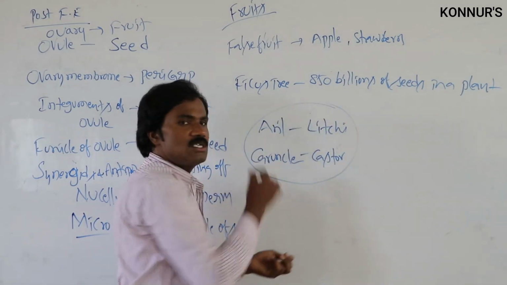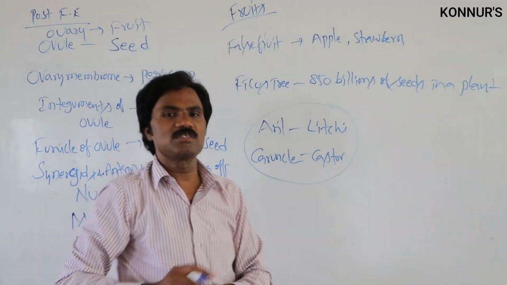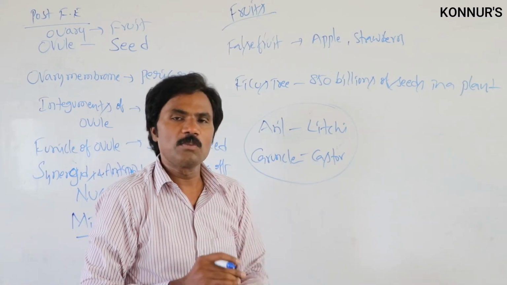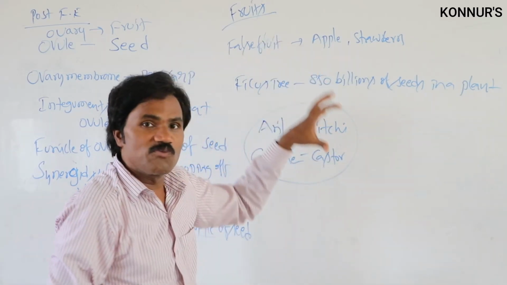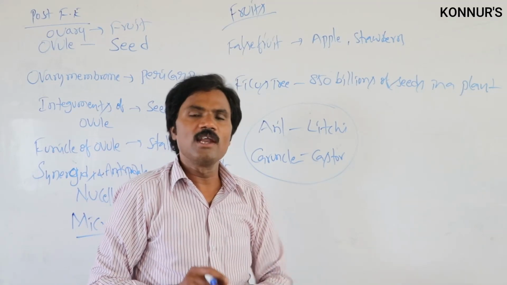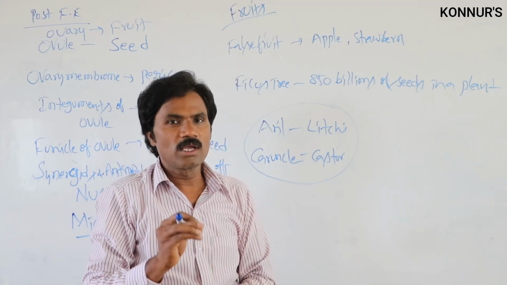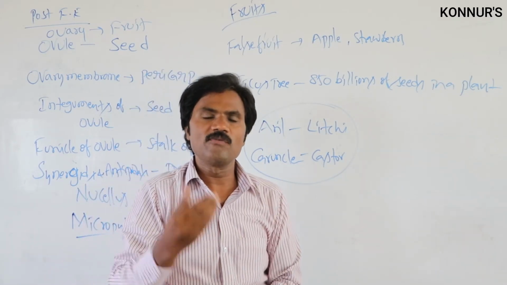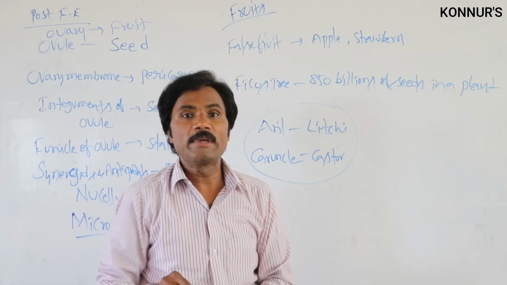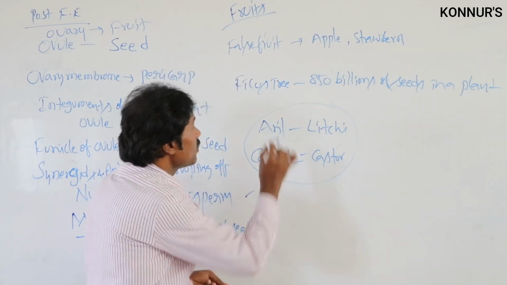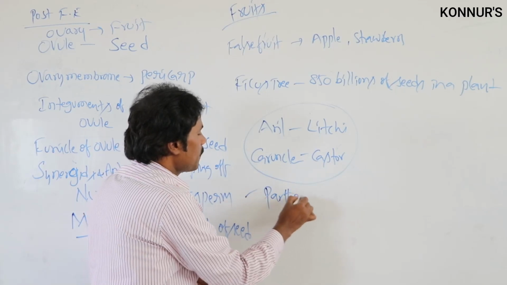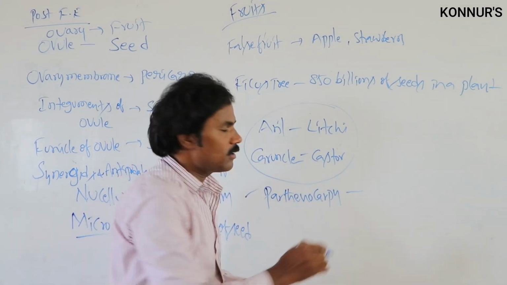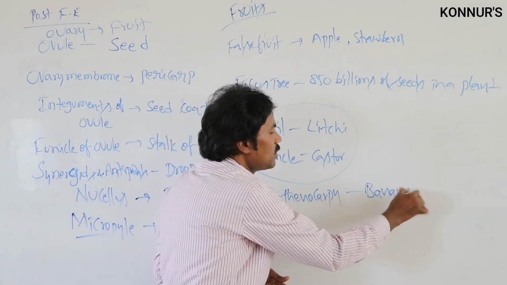So after fertilization, these help in seed dispersal, easy dispersal of the seeds, and support it. Then some fruits can develop without fertilization. The development of fruits without fertilization is called parthenocarpy. The best example is observable in banana, which is seedless.